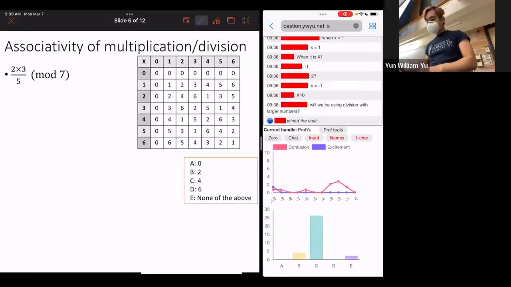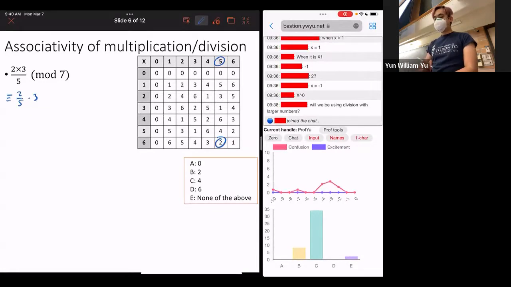Okay, so it looks like we have a lot of people who've answered C, which is 4. Well, let's try to figure this out. Let's do it a couple different ways and see what happens. One way is this is equivalent to 2 divided by 5 times 3, right? Well, what's 2 divided by 5? That means you're looking for something times 5 that is equal to 2. So that's 6, right? Because 6 times 5 is equal to 2. So that's equivalent to 6 times 3, which is equivalent to 18, which is equivalent to 4.